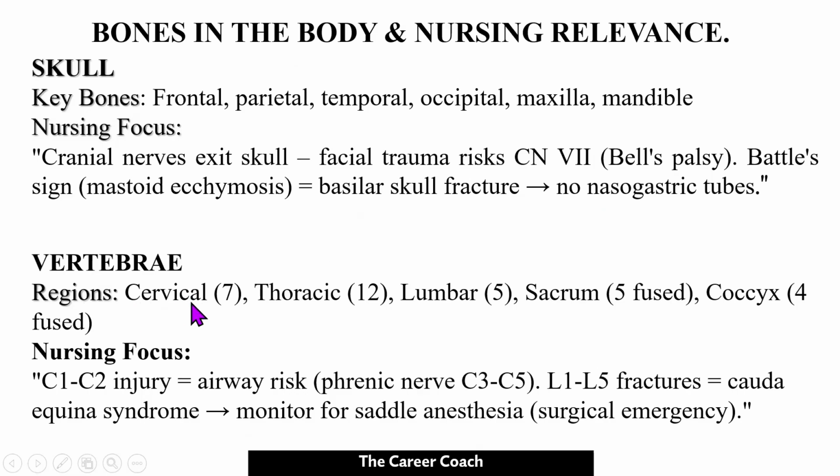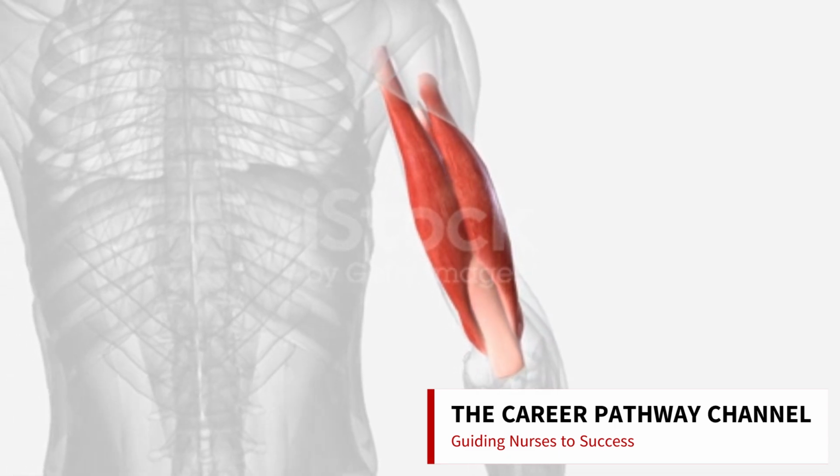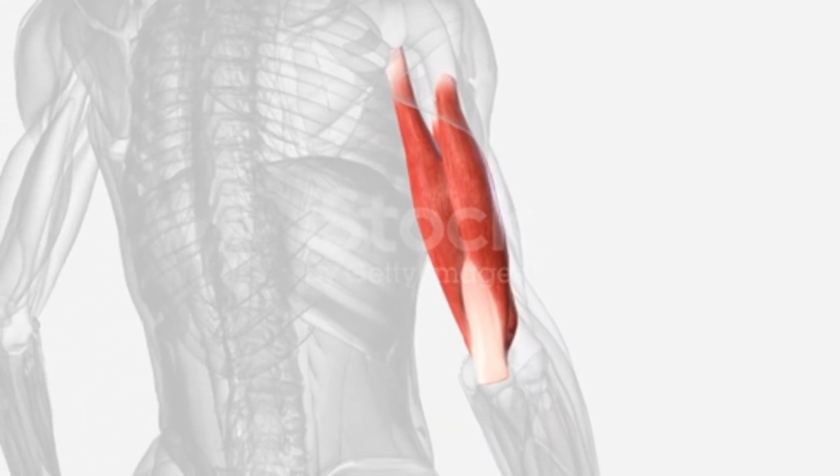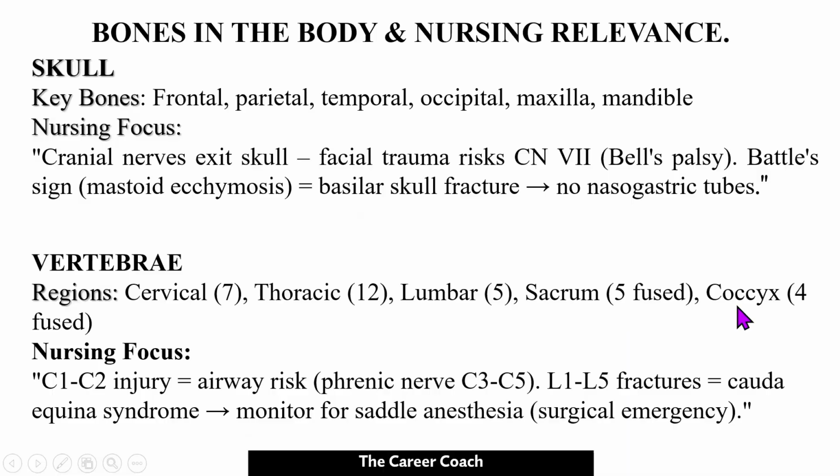The regions of the vertebra are the cervical, the thoracic, which is 12 thoracic, 5 lumbar, 5 sacral, which is fused, and 4 coccygeal, which is also fused. What is the nursing focus? In the cervical vertebra 1 to cervical vertebra 2, if there is an injury to C1 or C2, there will be airway risk because of the phrenic nerves. The phrenic nerves C3 to C5 will be affected, which may reduce respiration, leading to death. With regards to the vertebra, L1 to L5 are the lumbar vertebra.